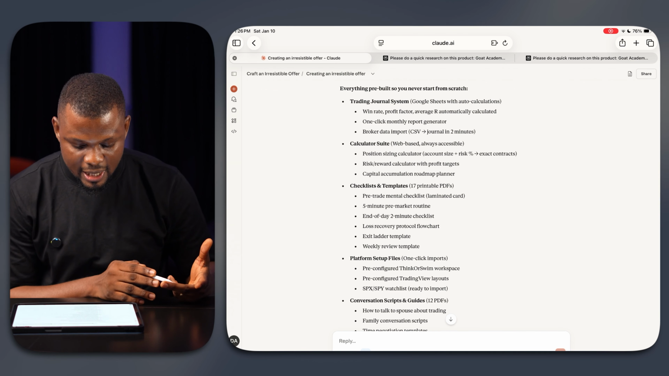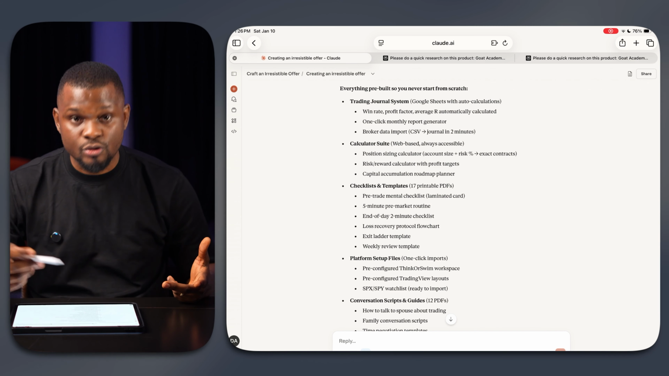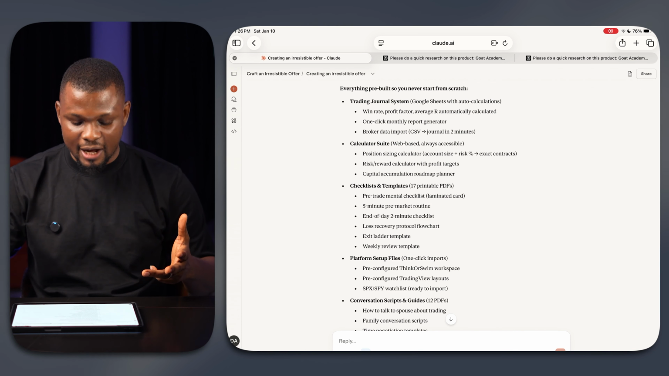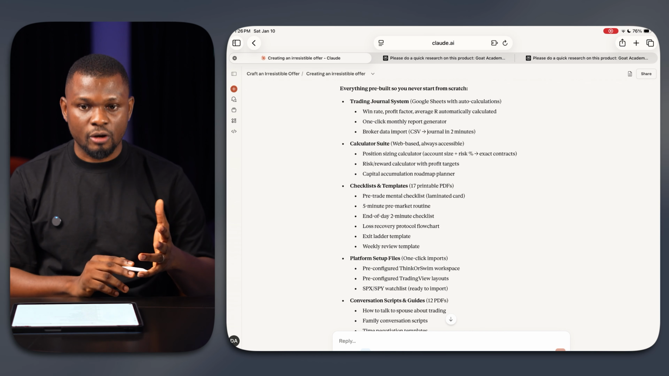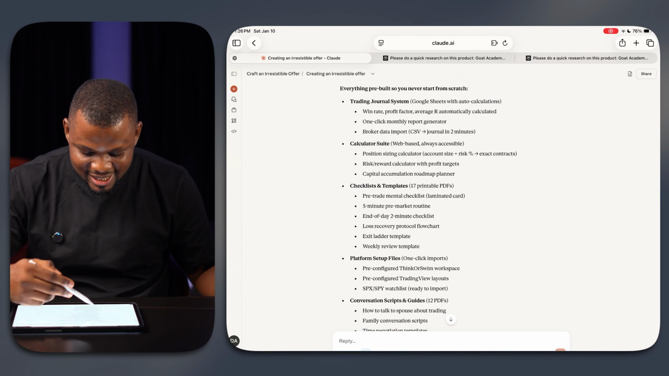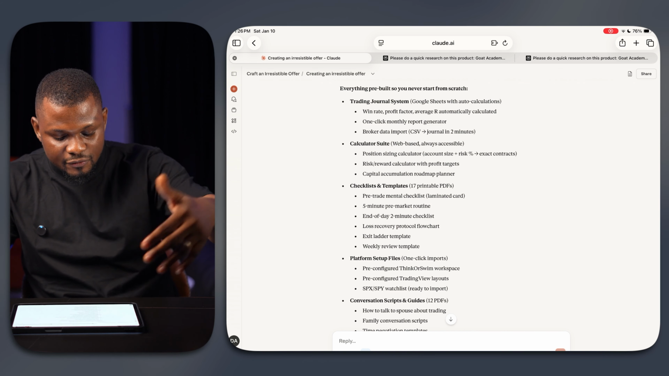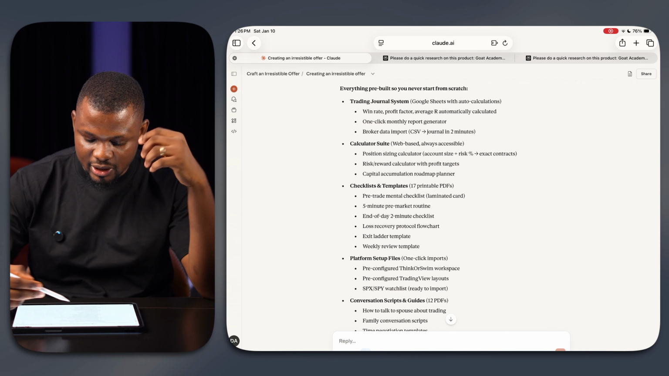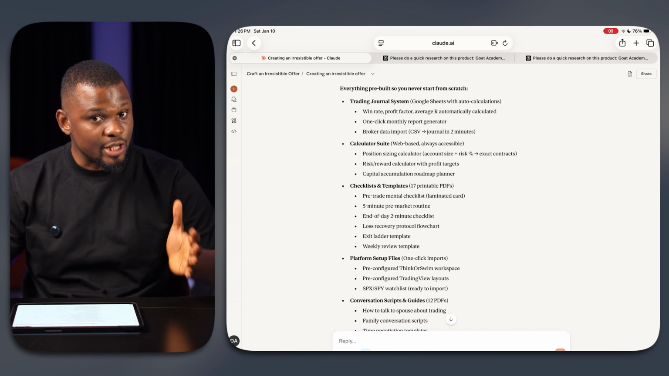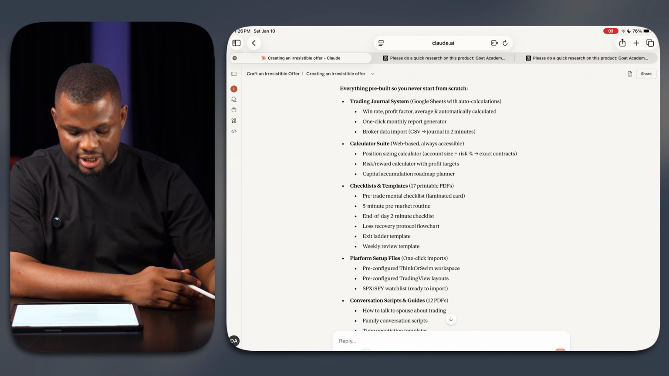We have checklists and templates: a 5-minute pre-market routine you have to always do, and an end-of-day 2-minute checklist that you always have to do. The loss recovery protocol flowchart tells you what you are supposed to do after you've lost a lot of money. Exit ladder template, weekly review template. All of these are templates, and you can see we have up to 17 different kinds of checklists and templates that you make available to your audience.